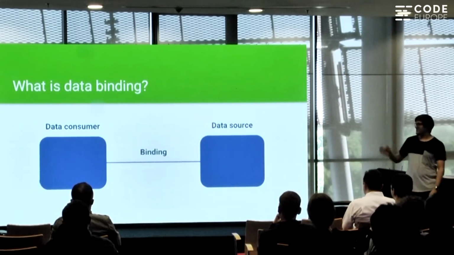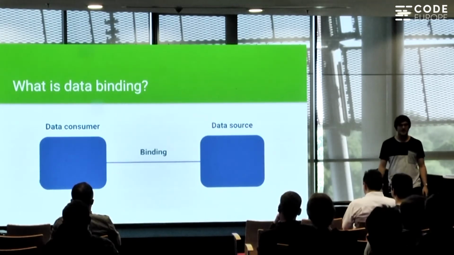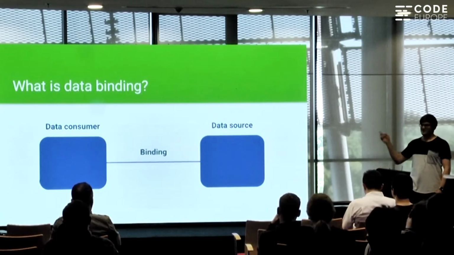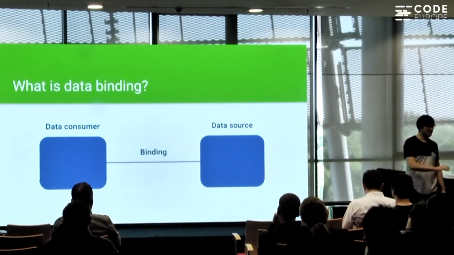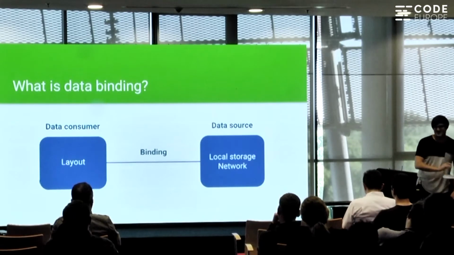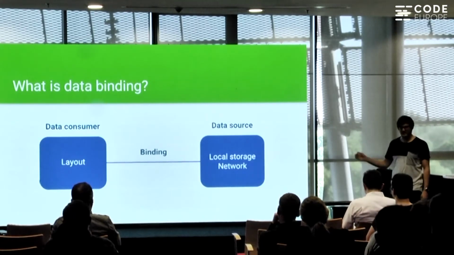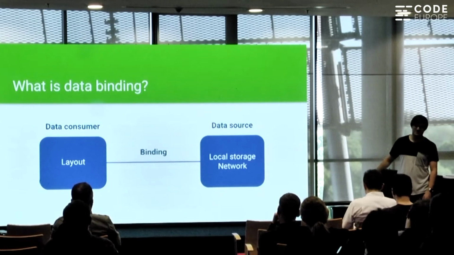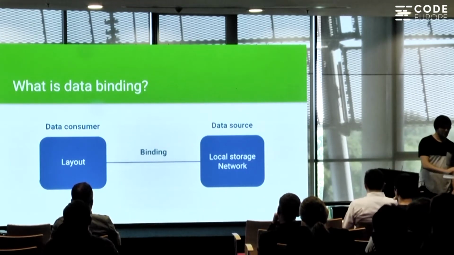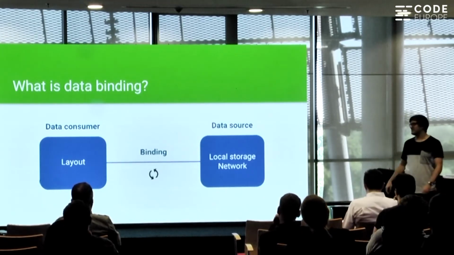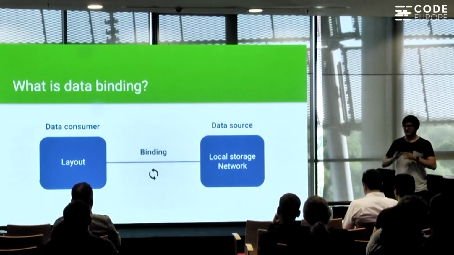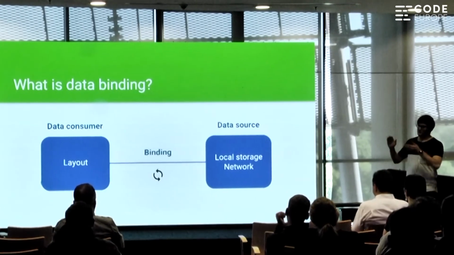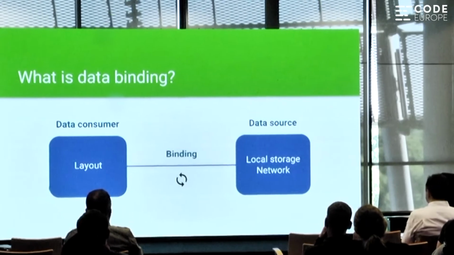So actually, what is data binding? Data binding means that data from a data source is bound to a data consumer. So usually this means data from local storage or network is bound to layouts. Another important feature of data binding is that data changes are synchronized automatically between data sources and the data consumer.